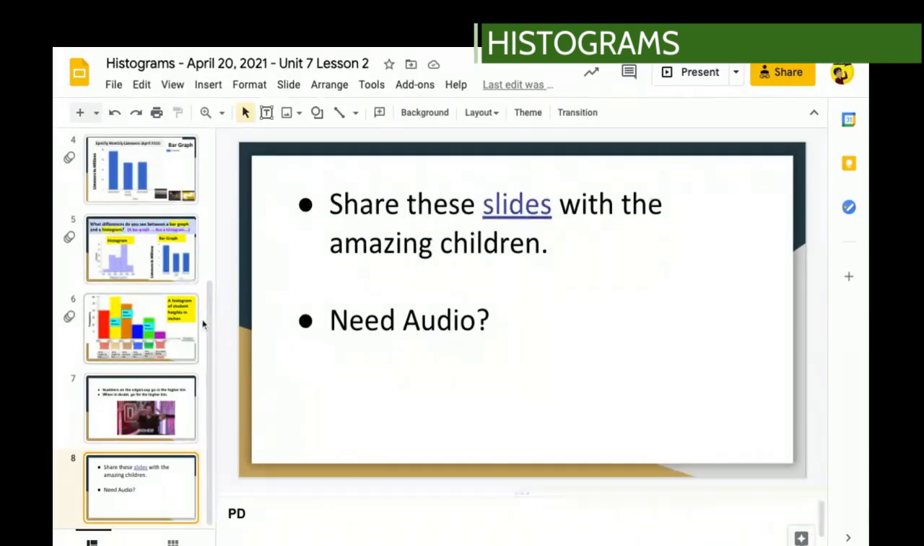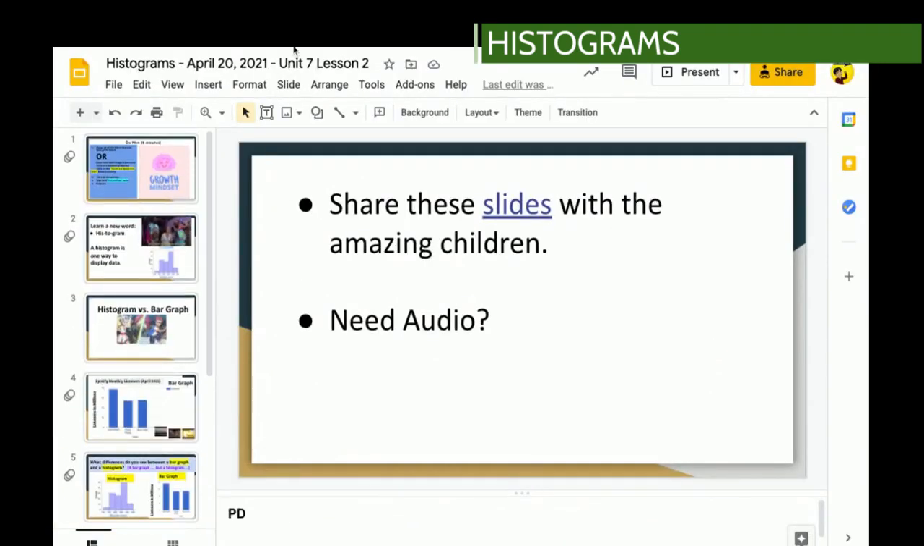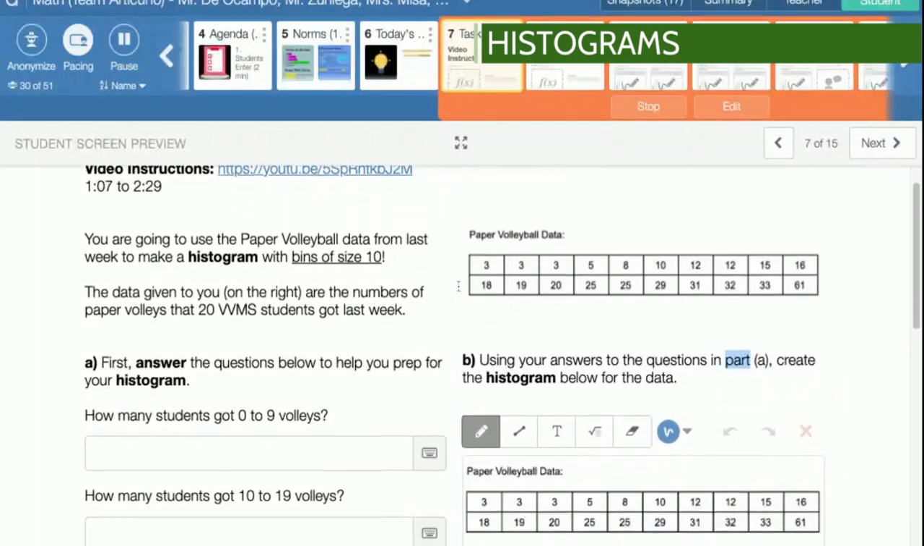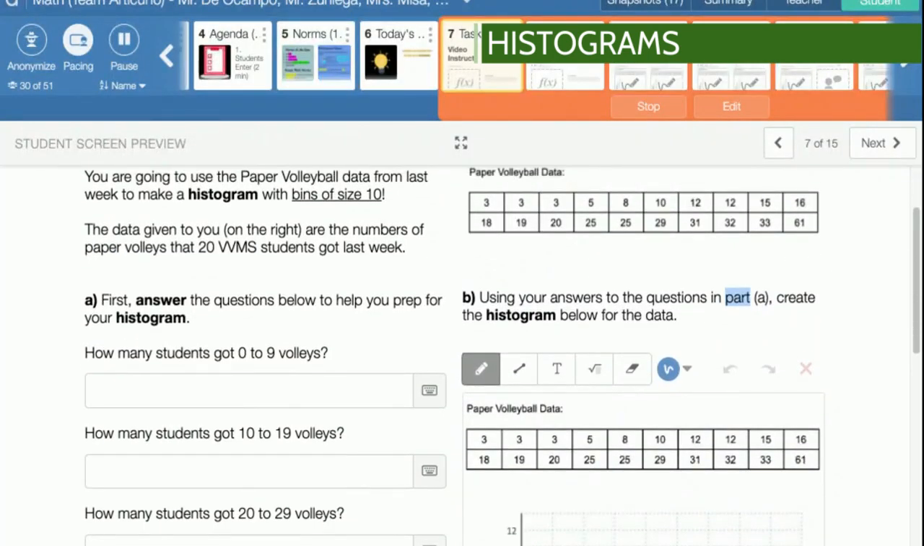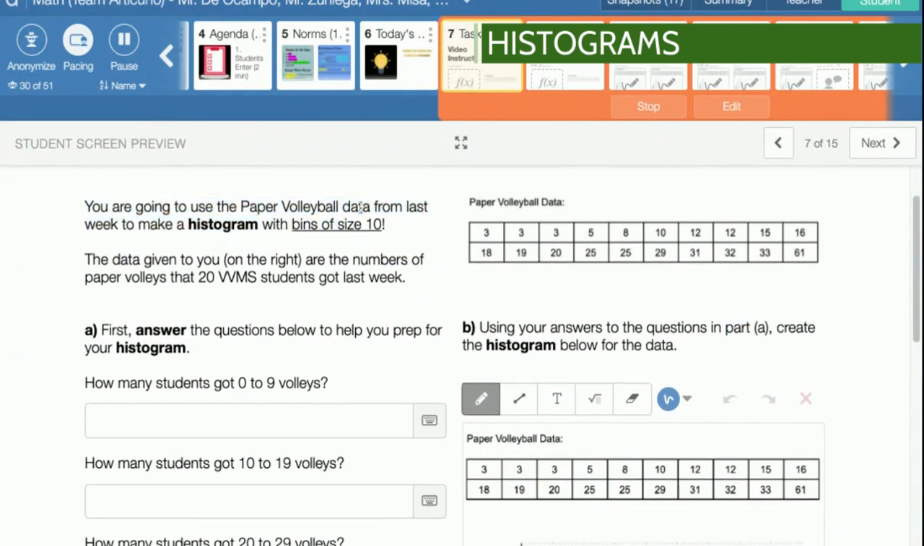These slides are available. You can see them as well. But now we're going to go straight to the assignment. So for this one, we're using the paper volleyball data. Use the paper volleyball data. And here's the data right here.